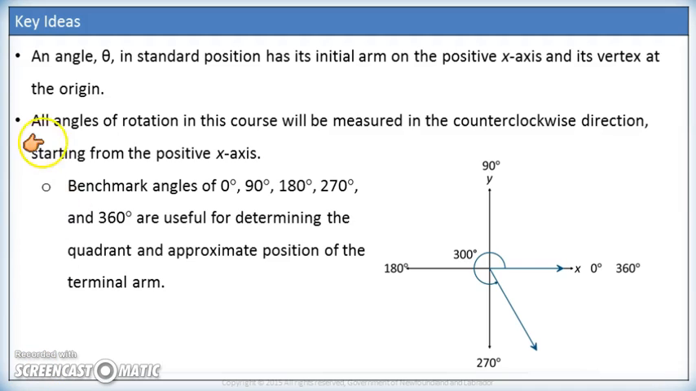To conclude, an angle theta in standard position has its initial arm on the positive x-axis and its vertex at the origin. All angles of rotation in this course will be measured in the counterclockwise direction starting from the positive x-axis, and you can use benchmark angles of 0, 90, 180, 270, and 360 to help determine the approximate position of the terminal arm and the appropriate quadrant. And here's yet another example for you. In our next clip, we'll be taking a look at reference angles.